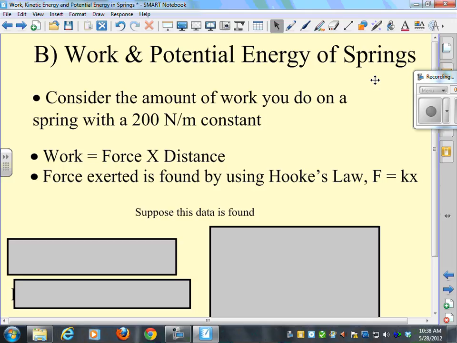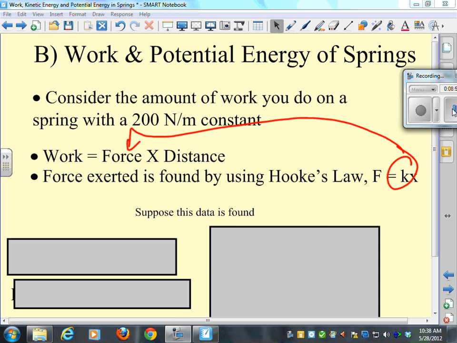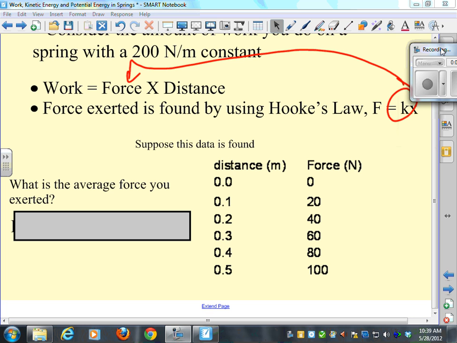The work is force times distance. Remember that the force exerted is found by using Hooke's law. F equals kx. Right. So this F can go in there. Well, you know what work is. Now you'll notice, I wouldn't bother jotting that down.